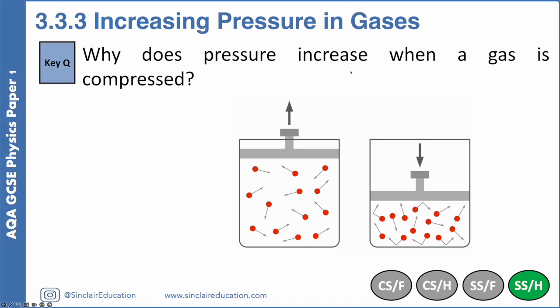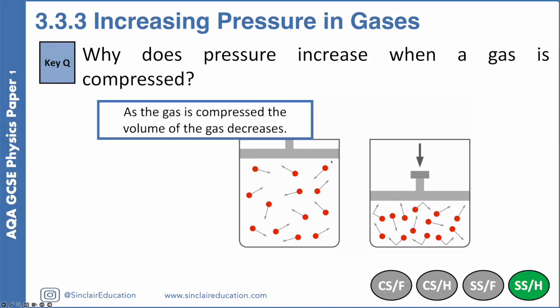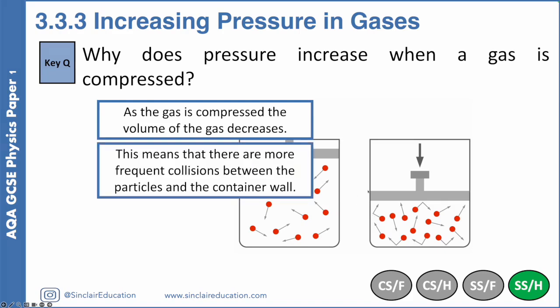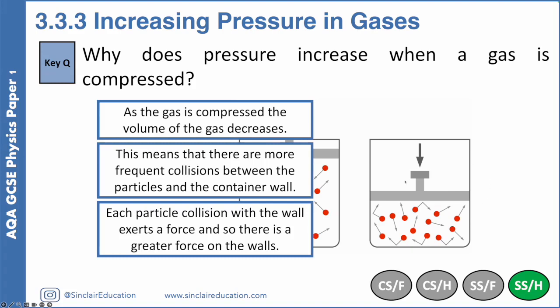Now, why does pressure increase when a gas is compressed? This is down to the fact that if we compress a gas, what we're going to find is that the volume that gas occupies has decreased. So notice we've got the same number of particles in each area, but now in this smaller area, we have now more frequent collisions between the particles and the container wall because they're occupying a smaller space. And again, it's linked to the idea that every collision that we have is going to exert a force. So if we now have a smaller area and increase the number of collisions that are occurring, we're going to increase the force on the walls of the container, increasing pressure.